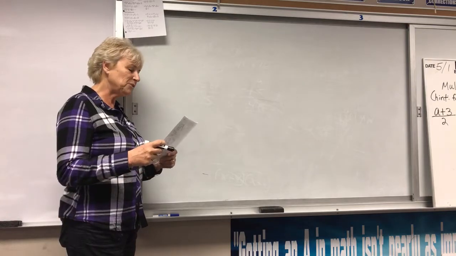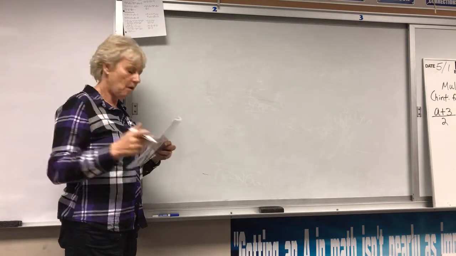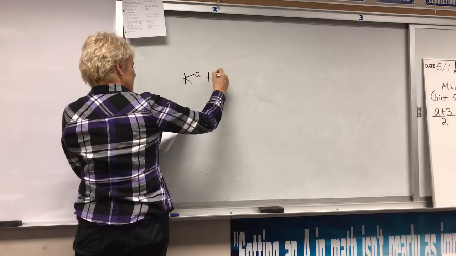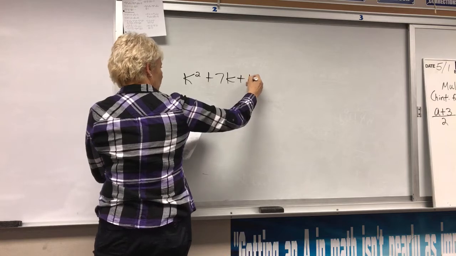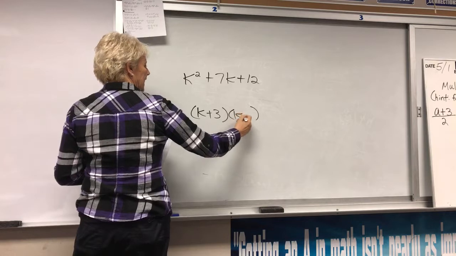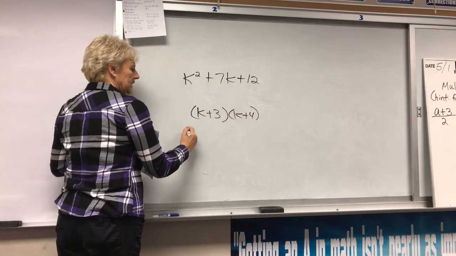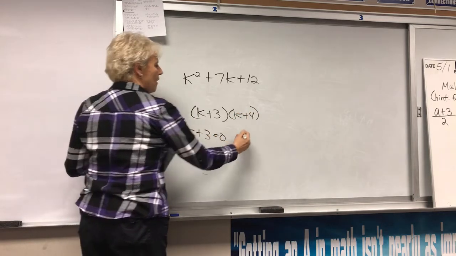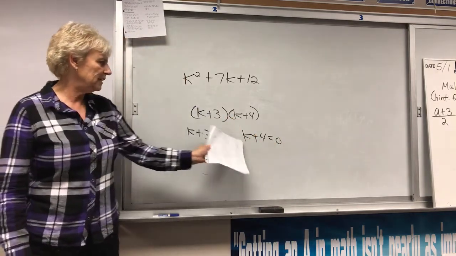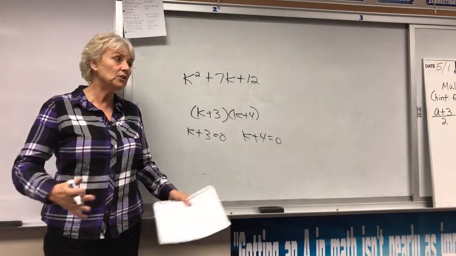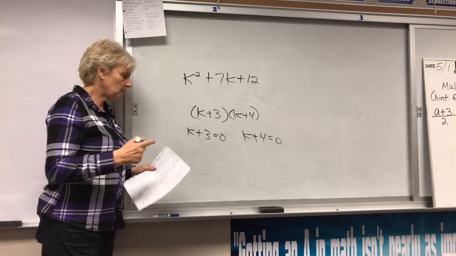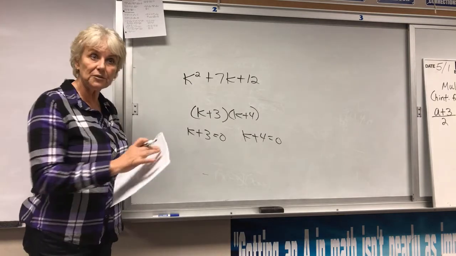Does anybody want 1 through 6? How do you get number 6? Okay, number 6, the denominator was k squared plus 7k plus 12. So I factored it, k plus 3 and k plus 4. K plus 3 equals 0, k plus 4 equals 0. Obviously, negative 3 and negative 4. That's all you had to do. You didn't have to simplify or anything. Question on that? So do you not have to do anything with the numerator? Not on 1 through 6.